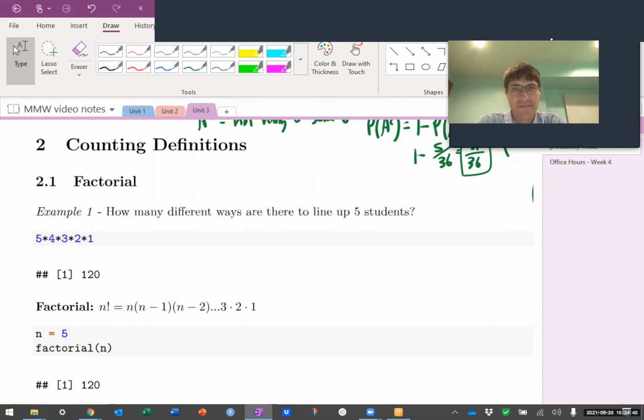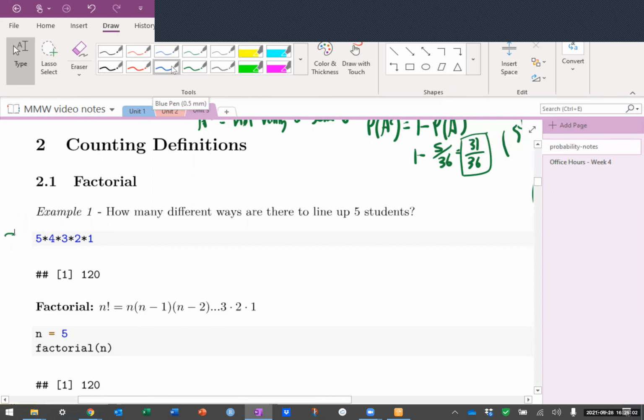So firstly, let's look at factorial. n factorial is a fancy way of saying... 5 factorial, or 5 exclamation mark, is a fancy way of saying 5 times 4 times 3 times 2 times 1. So this is what factorial is.